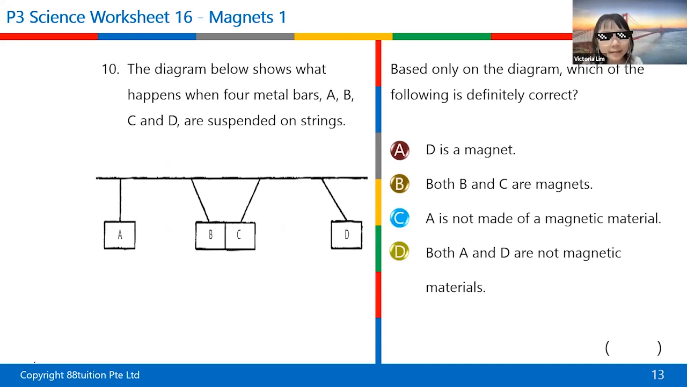How many questions are there in this paper? This paper, there are 16, but some are open-ended questions. Usually we have MCQ, but sometimes we have open-ended, especially nearing the end of the topic. Okay, next one. The diagram below shows what happens when 4 metal bars are suspended on strings. Based only on the diagram, which of the following is definitely correct?